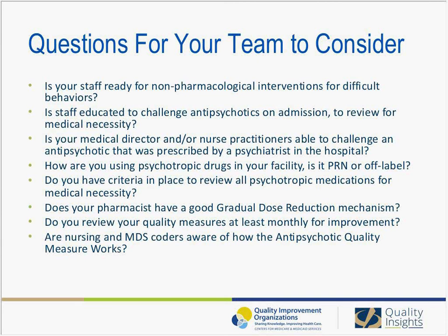How are you using psychotropic drugs in your facility? Is it PRN? Is it off-label? Do you have criteria in place to review all psychotropic medications for medical necessity? And do you have that good gradual dose reduction mechanism in place working with your pharmacist as a partner? Do you review your quality measures at least monthly for improvement? Download that CASPER report, that resident roster mix? And are nursing and MDS coders aware of how that antipsychotic quality measure works?